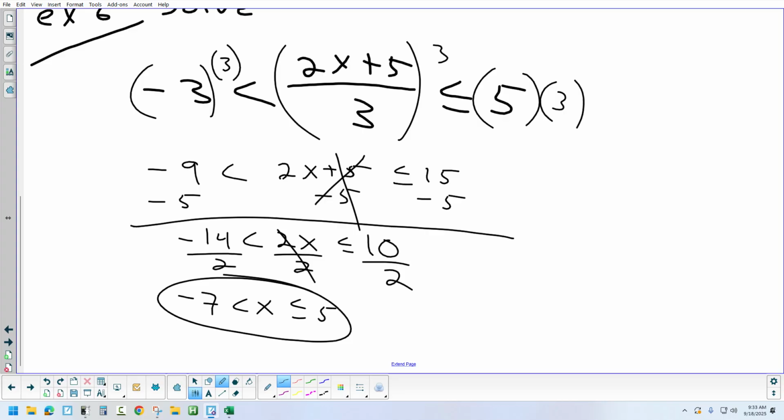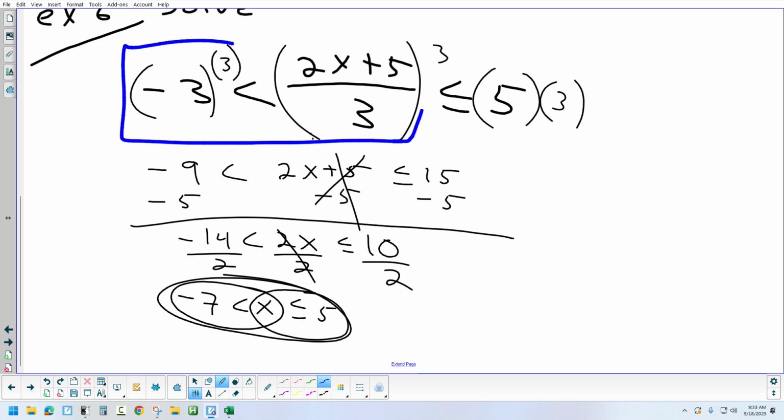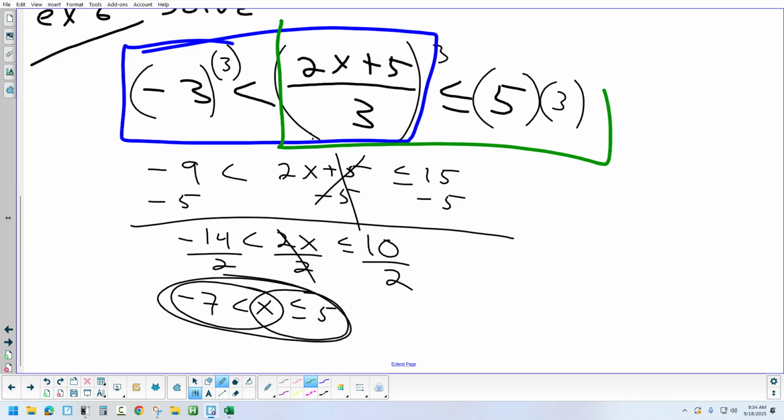If you had split this into 2 problems and solved it, you would have gotten x is greater than negative 7 for the left problem, and you would have gotten x is less than or equal to 5 for the right problem. So you could split it into 2. The key when you split it into 2 is, remember, you use the middle in both parts. So this is one part, and that is the other part.